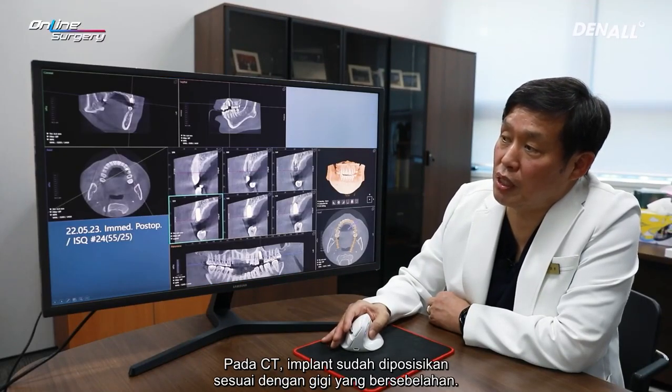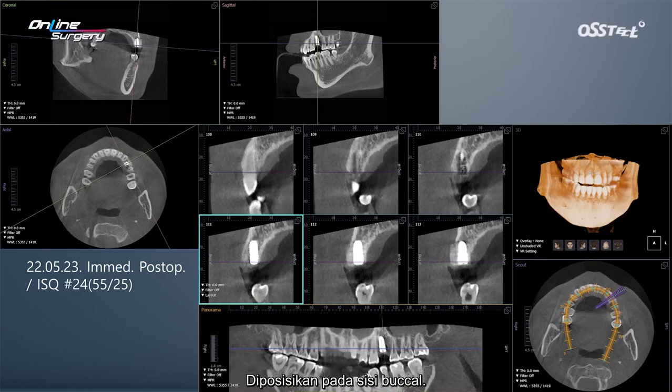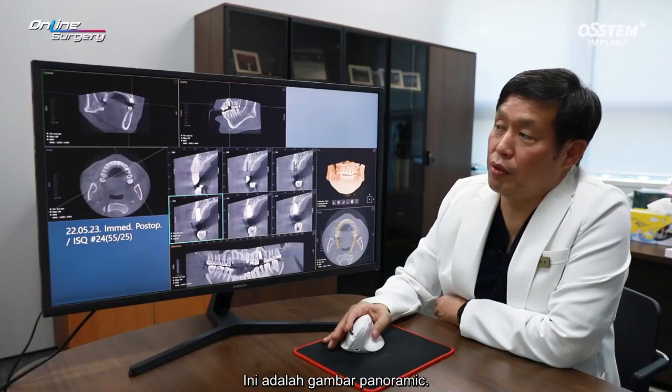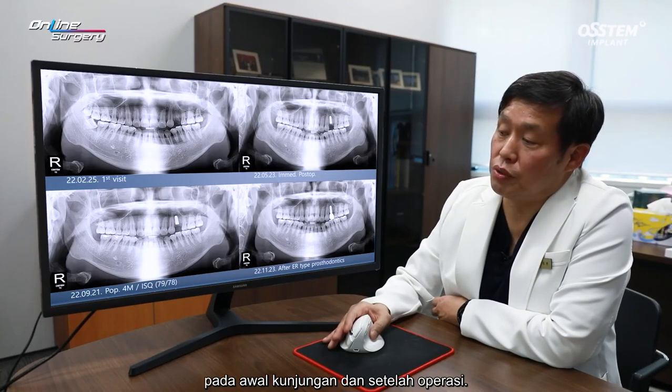On the CT, the implant has been positioned appropriately with the adjacent teeth. It is positioned palatally on the buccal side. Sufficient bone graft was done. Because the patient had no buccal wall, EOS particle was used. This is the panoramic image at the initial visit and right after surgery.